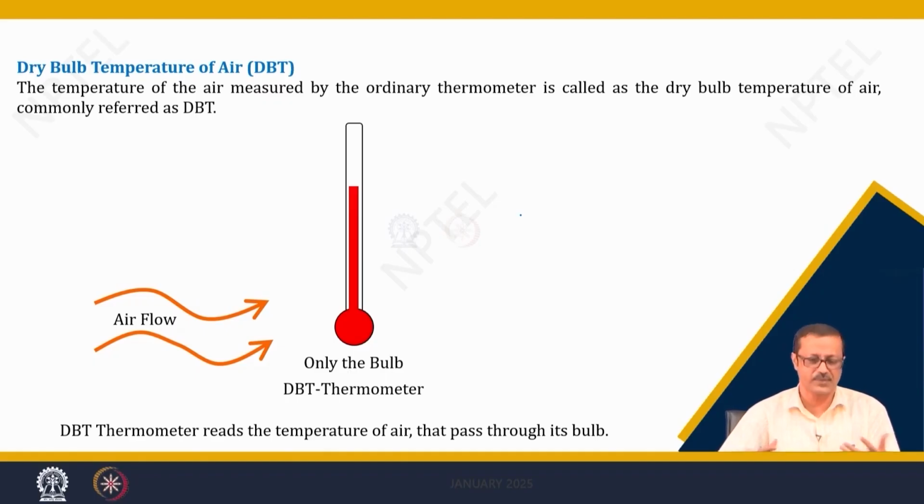At this point, temperature is actually measured as two types, and the first is the dry bulb temperature. I take a particular thermometer, and there is a bulb where the mercury is. That bulb is dry, nothing is there. Whatever air passes through that dry bulb, it notices that temperature and it will raise the mercury to a certain height. So from there I can find out the temperature of the air flow.